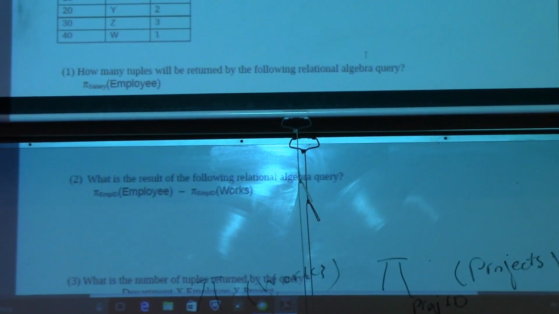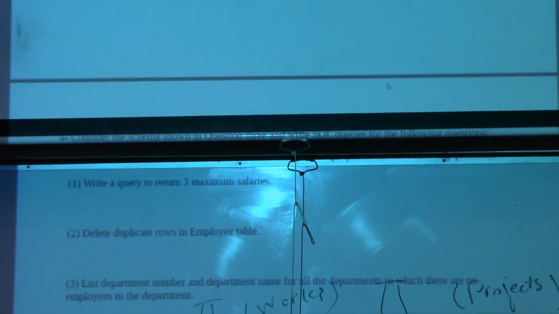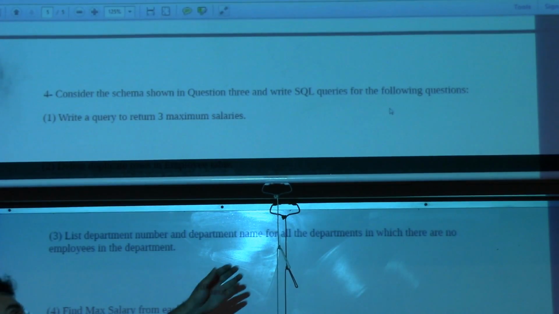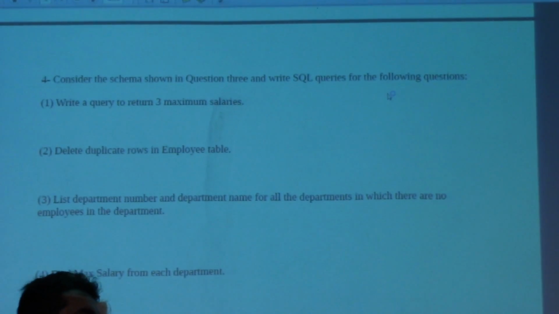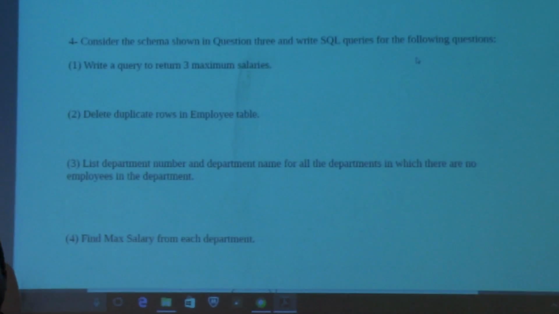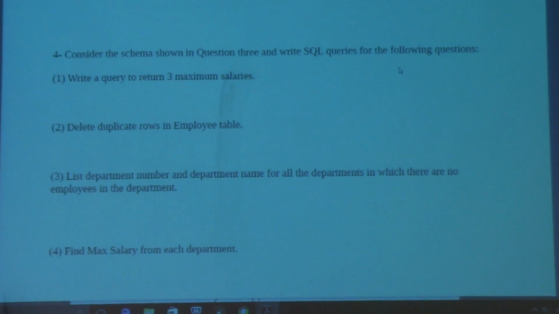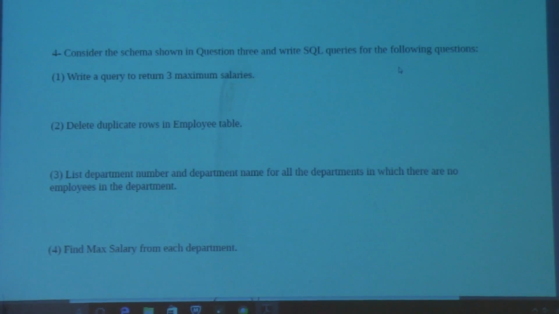Okay, so now this second part. Write a query to return 3 maximum salaries. How do you write a query with 3 maximum salaries? In MySQL you have LIMIT, right? In SQL Server you have TOP 3. You can use one of those.